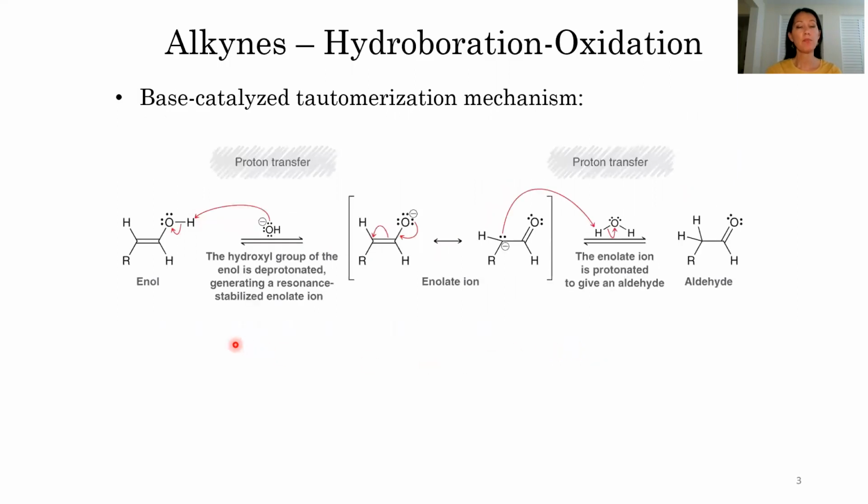What is the mechanism? It's shown here. And basically, with hydroxide present under basic conditions, you can deprotonate the H of the enol, generate the enolate, shown here, and then you can envision another resonance structure where you have the carbanion form. This can then protonate using water to generate the desired aldehyde product.